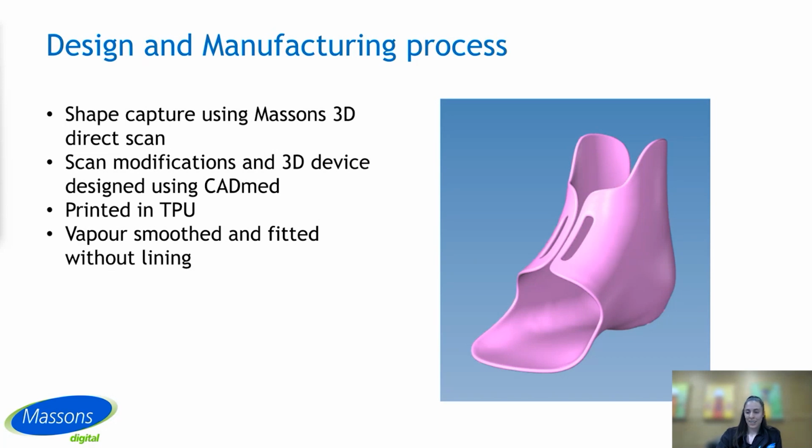So similarly to the last case, this client's leg was scanned using Massons 3D app, but in a non-weight bearing position. The model was adjusted and the SMO was designed using CAD/MED with no joints or complicated design processing. The entire time spent from converting the IMED file to finalising the device was less than an hour. So this was really efficient and easy to fit into my busy schedule.